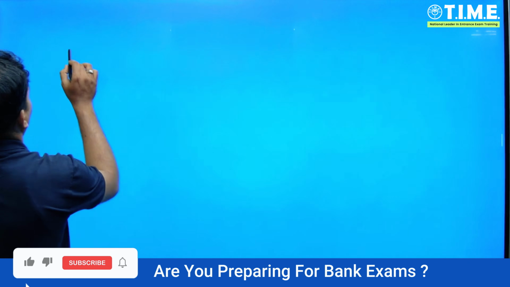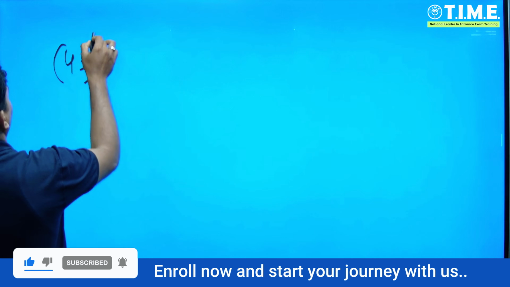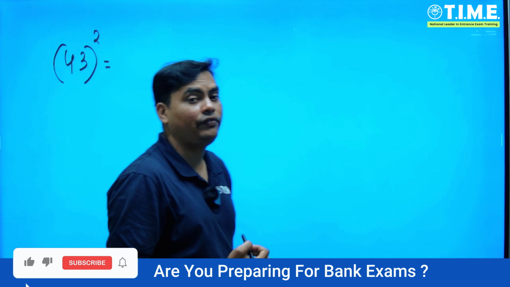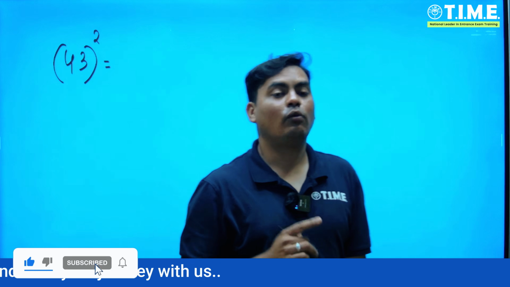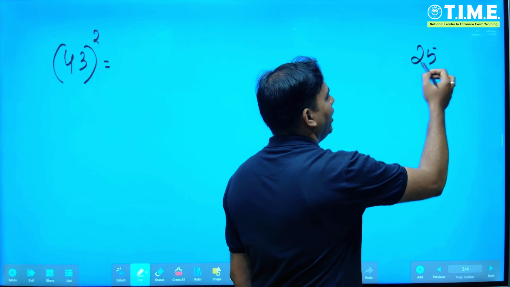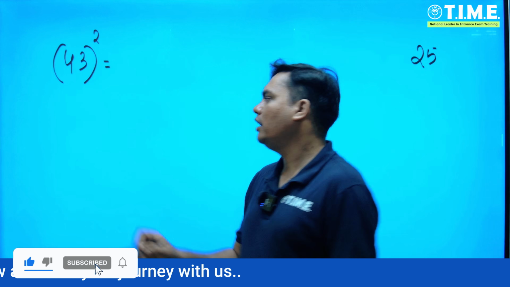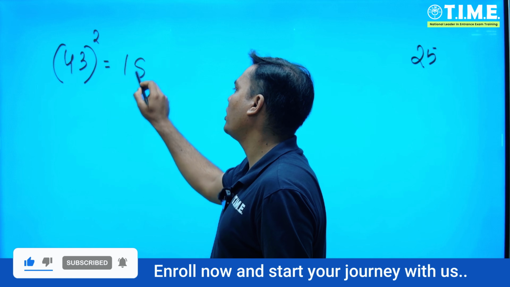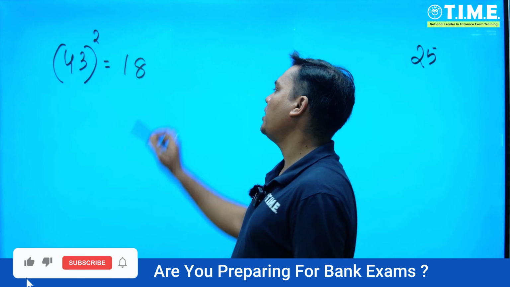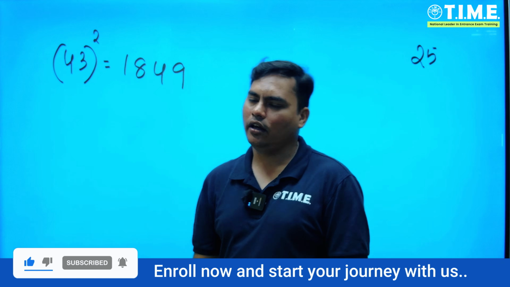2916. Okay. Now, we'll move to the next number. For example, if I ask you what is 43 square? If you observe, 43 is how much less than 50? 7 less than 50. What I should do? I will remember this 25 again. 25 minus 7 will be how much? 18. We'll write 18 here. That is 7 square. 7 square will be how much? 49. So my answer will be 1849 now.